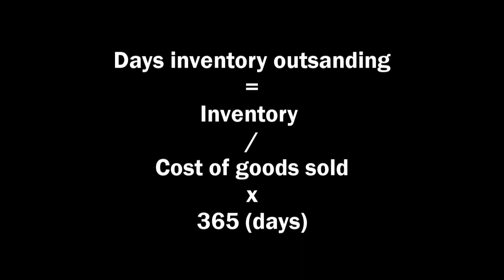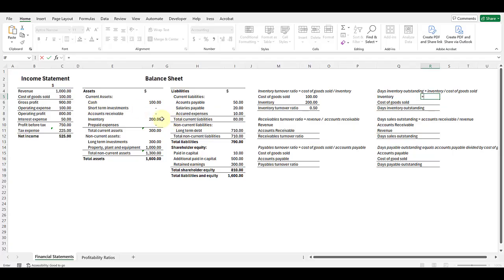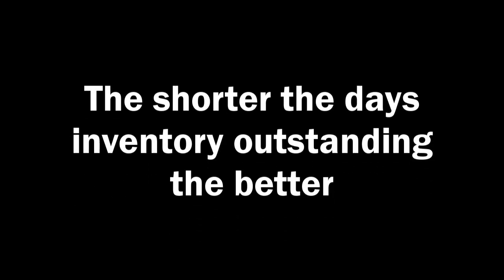Days inventory outstanding equals inventory divided by cost of goods sold times 365 days. Our inventory is 200. Our cost of goods sold is 100. 200 divided by 100 times 365 equals 730. It would take this company 730 days to turn its inventory into revenue. The shorter the days inventory outstanding, the better.